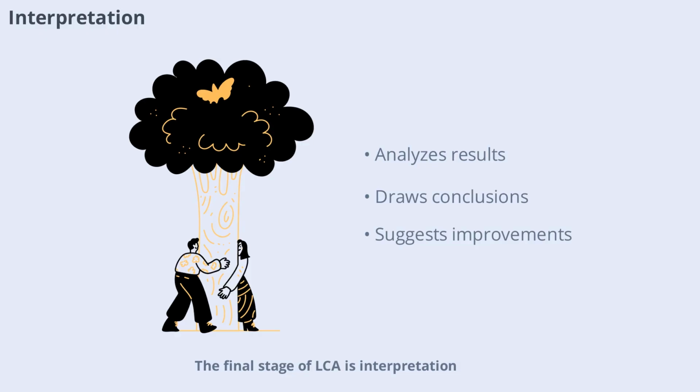The final stage of LCA is interpretation, where the results are analyzed to draw conclusions and make recommendations. Engineers review the findings, identify key issues, and suggest improvements or alternatives. Interpretation ensures that the assessment leads to actionable insights, helping organizations reduce their environmental footprint and make better choices for the planet.